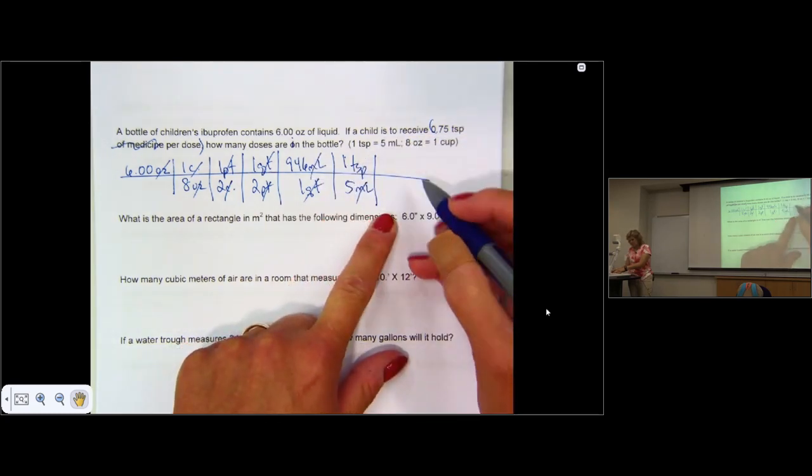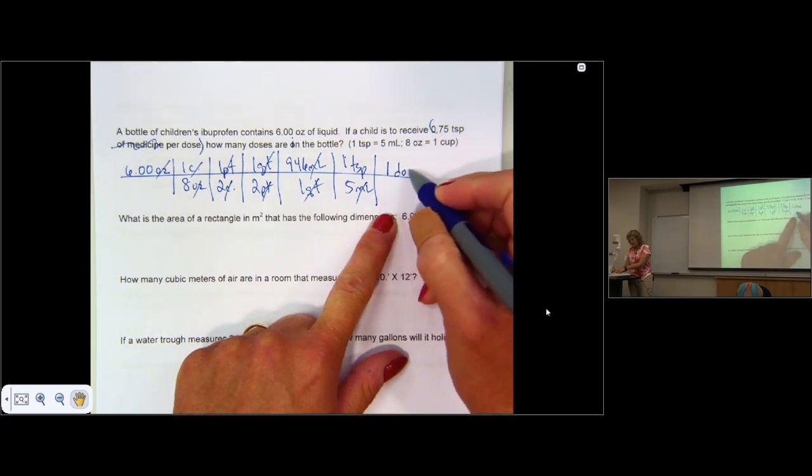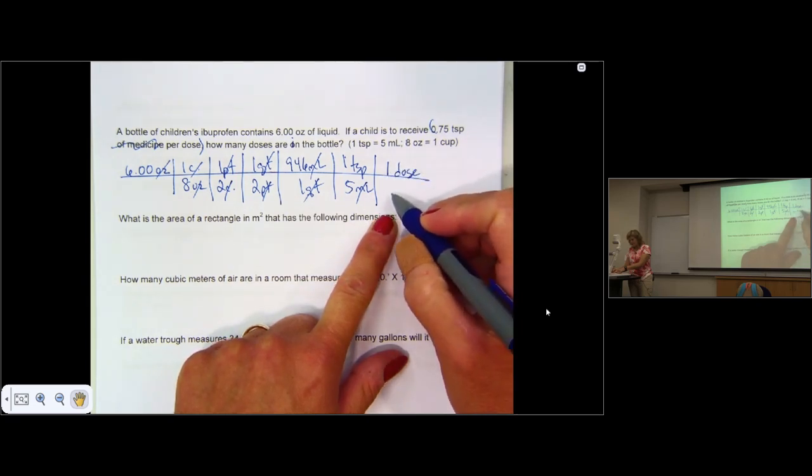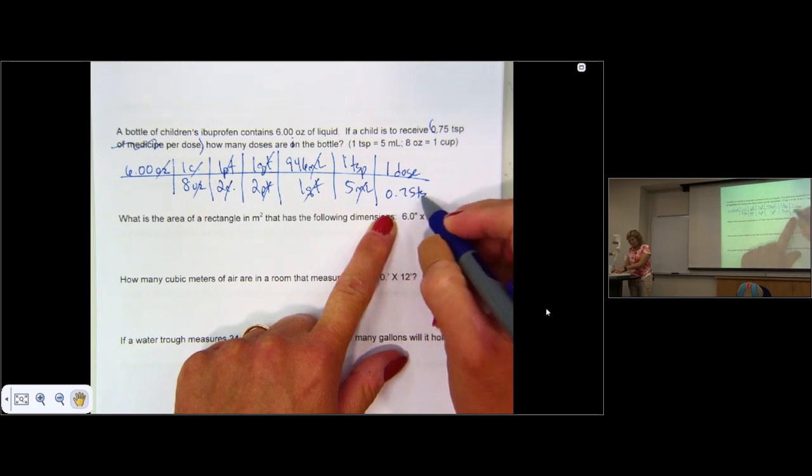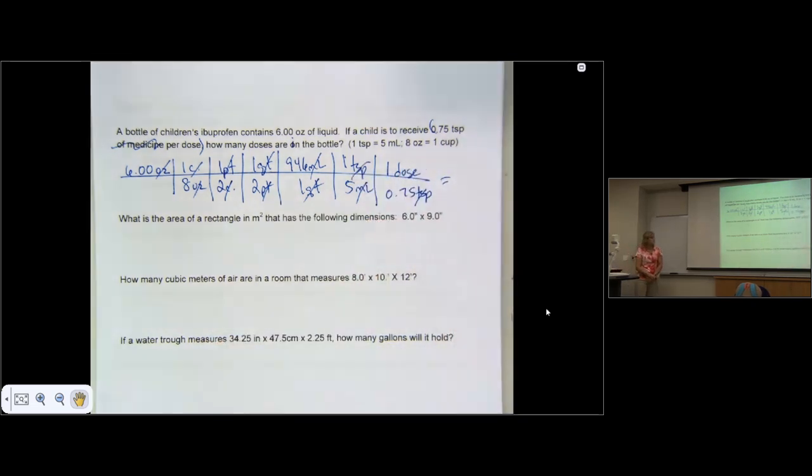And 1 dose is 0.75 teaspoons. So finally we are in doses. Does that make sense? Some of you are not writing. I'm hoping that means you've already done it.